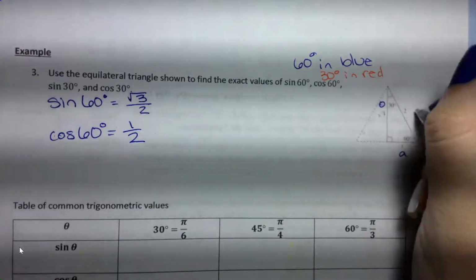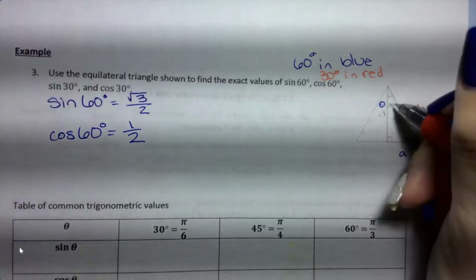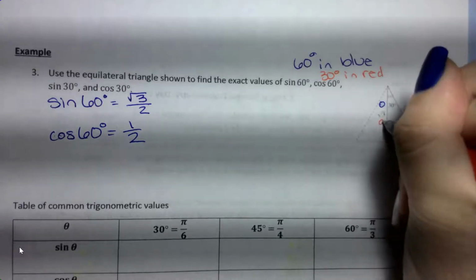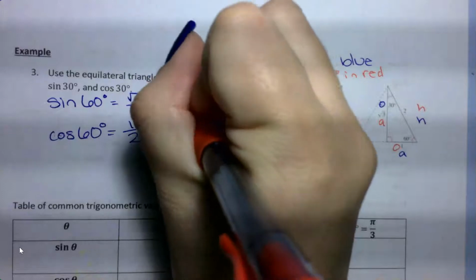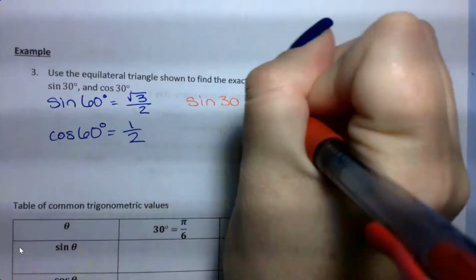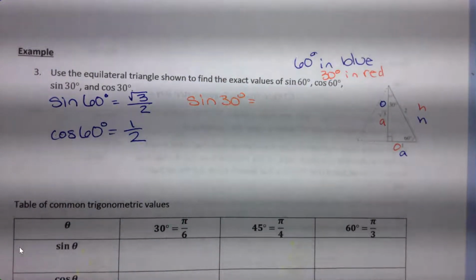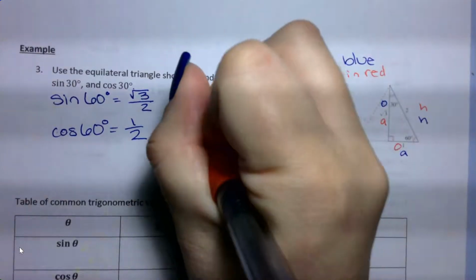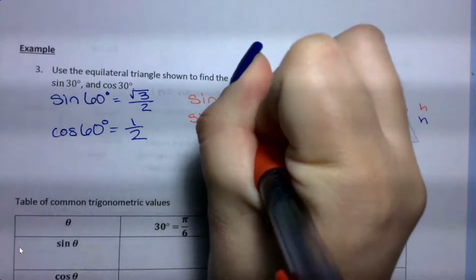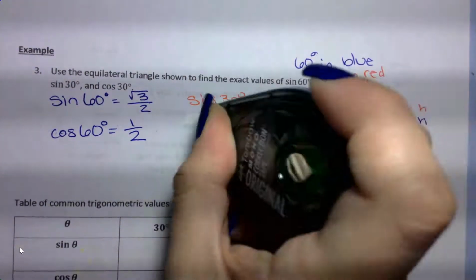So over here, I still have the same hypotenuse. That doesn't change no matter which angle I'm looking at. Opposite is now the 1. Adjacent is now the square root of 3 because that's touching. So for sine of 30, this will give me opposite over hypotenuse, which is 1 over 2. And cosine of 30. We already did sine of 60.